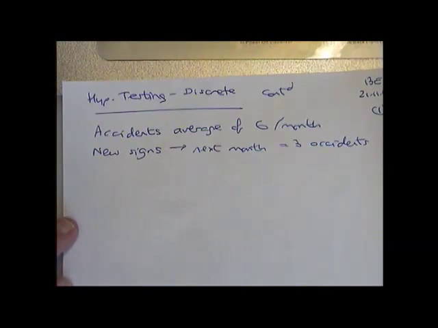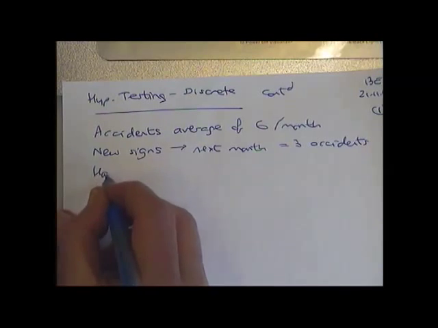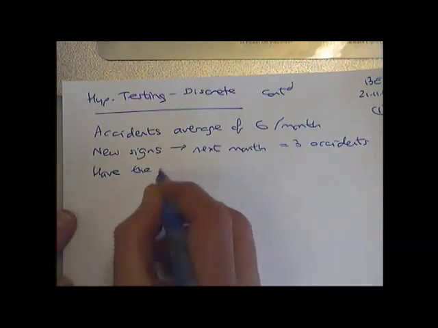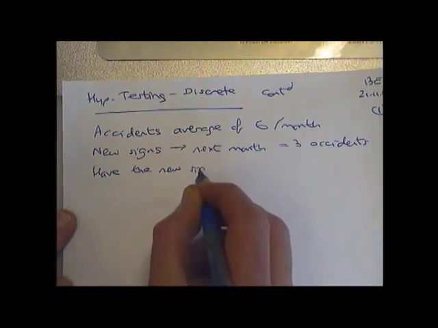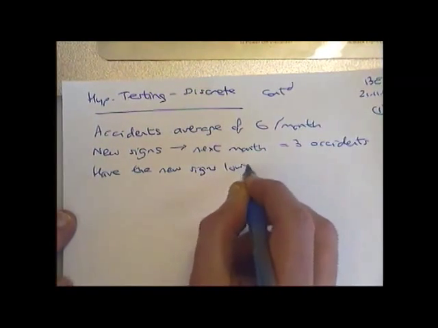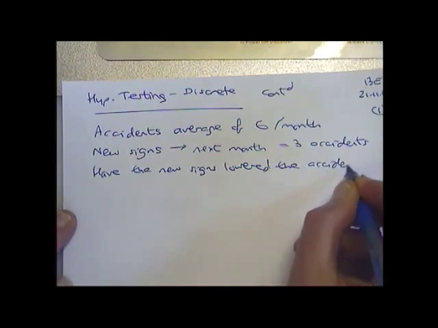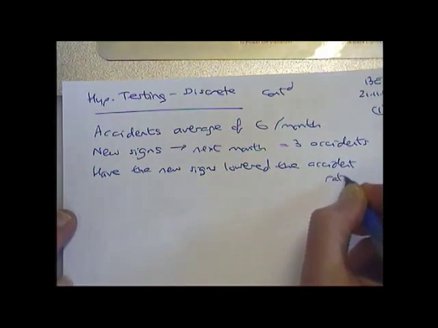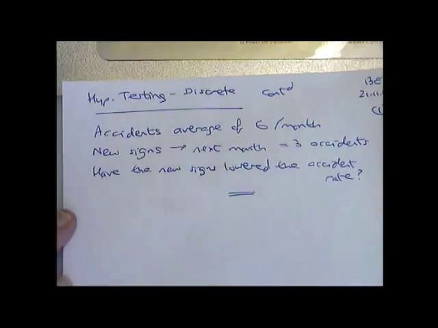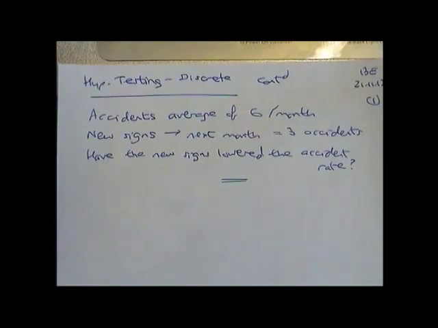What we are trying to establish is, have the new signs lowered the rate of accidents, lowered the accident rate? So that is a summary of the question. We'll worry about that in a minute. Okay?